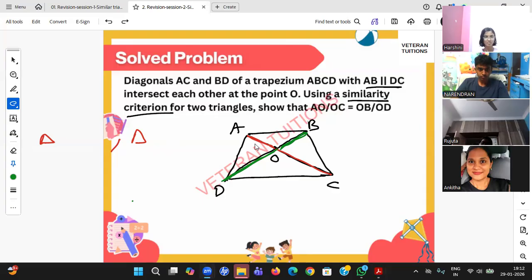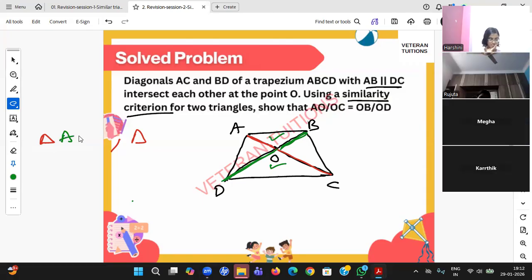Yes, right answer. Student, I have already written, you see, red, green. So if I take these two triangles only, that particular side can be taken common. So it's triangle AOB and triangle COD.